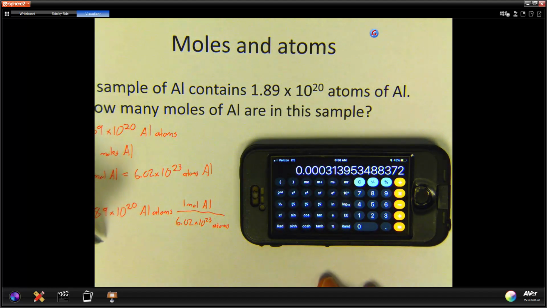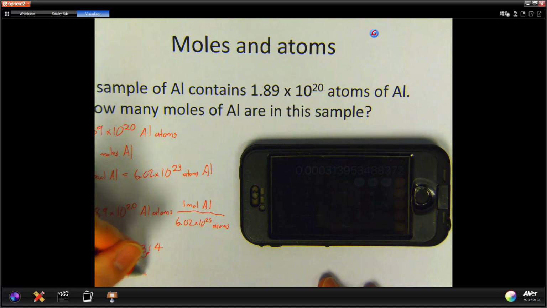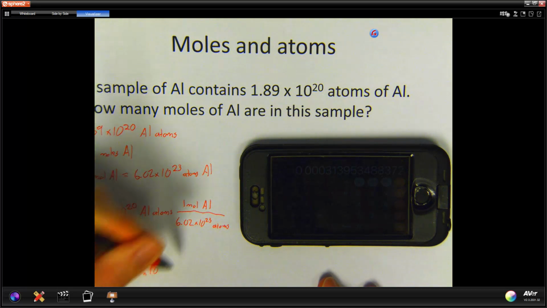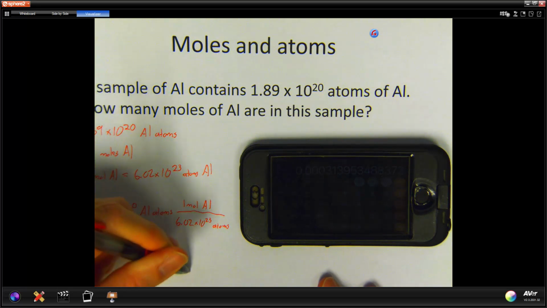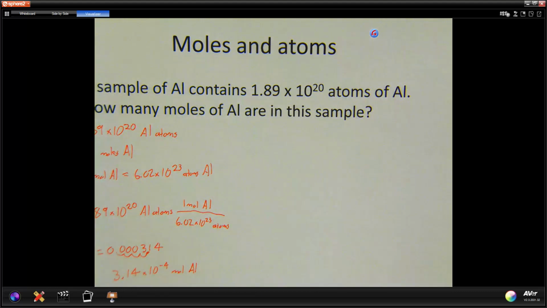I'm going to write it down the way it's shown there, and then I'll put it in scientific notation. We want 3 significant figures, so I'll do that. And then for scientific notation, we have 1, 2, 3, 4. So we would write that as 3.14 times 10 to the negative 4th moles of aluminum. So that is how we would do that one.